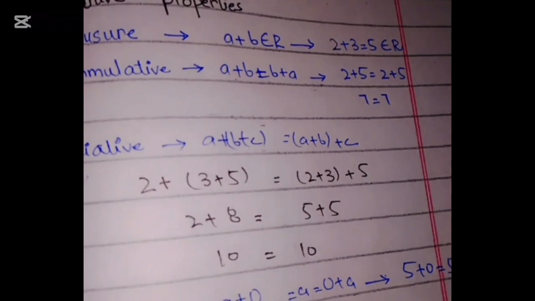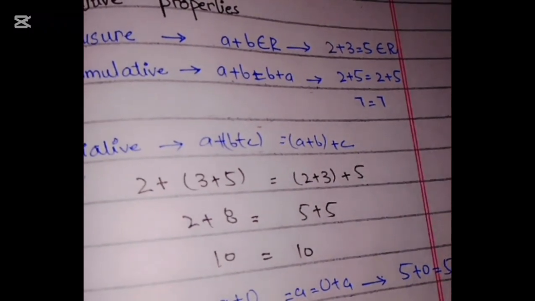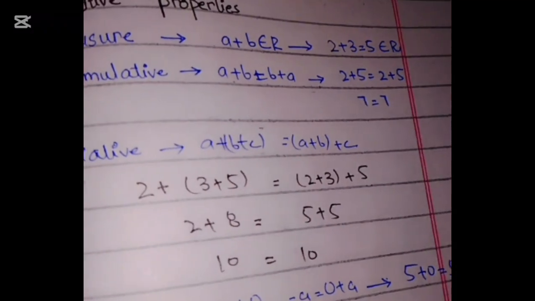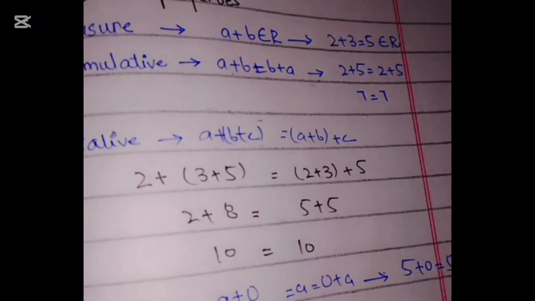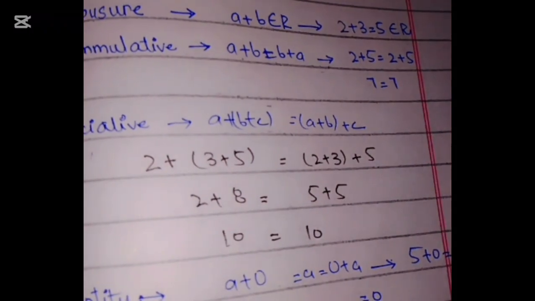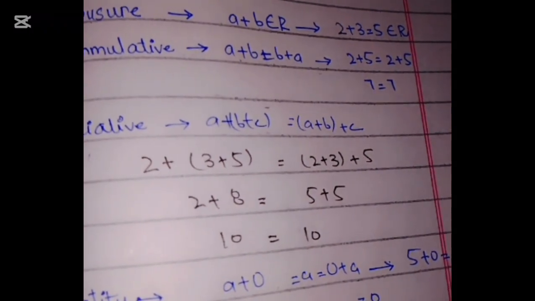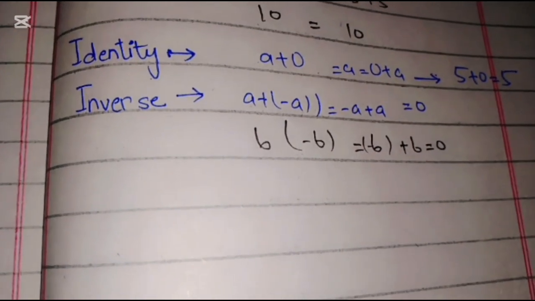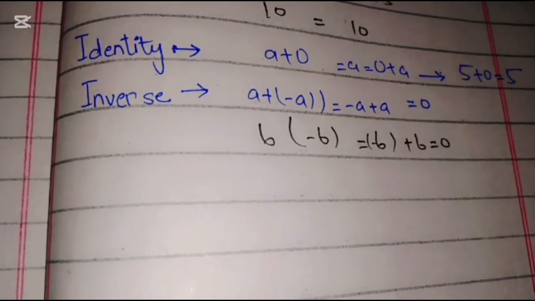Now let's move on to the associative property. In the associative property we have three elements on the left hand side and also three elements on the right hand side. We add these numbers and we get the same answer. So it is called the associative property of addition. Now we have the last two properties of the additive property. So let's see what these are.